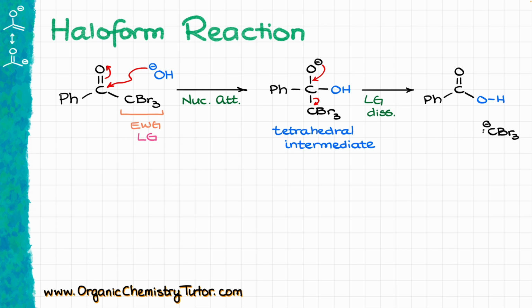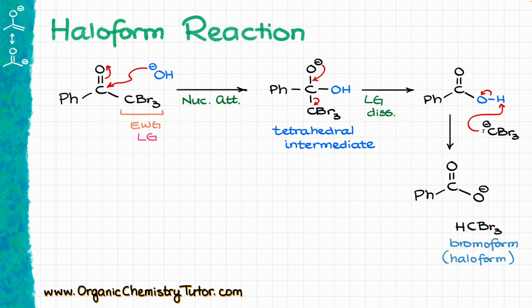We have a carboxylic acid, this part over here, and we have CBr3-. That CBr3- species is actually fairly basic, and we are going to use that to snatch the proton off our carboxylic acid immediately, which is going to give us the corresponding carboxylate, looking like so, and another species, HCBr3, which is commonly called bromoform, which is a type of a haloform, and hence the name for this reaction, the haloform reaction.